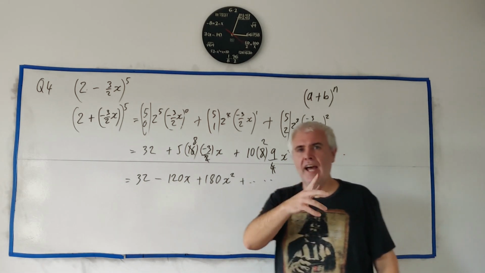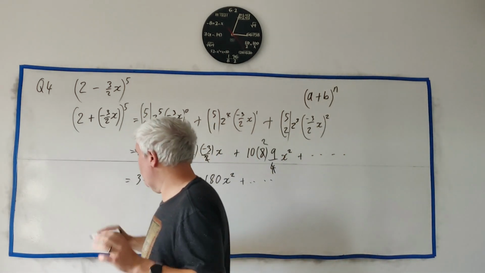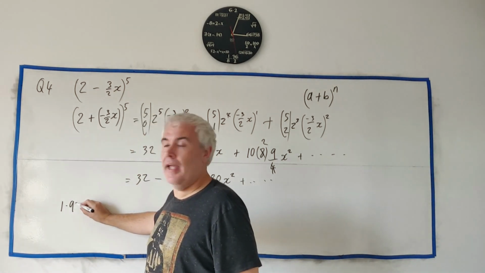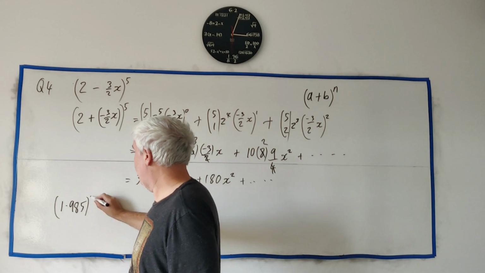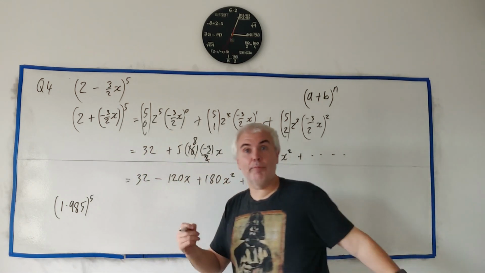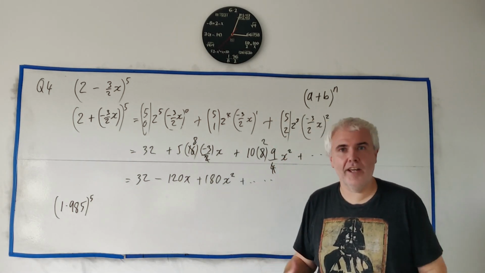In part B, I haven't seen this question in a good while, to be honest. It's very good. It's 1.985 to the power of 5. They tell you to use this answer to get an approximate for this. So what on earth are they on about?